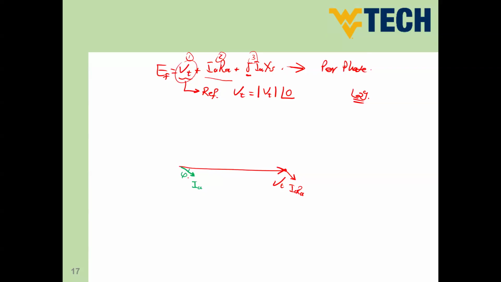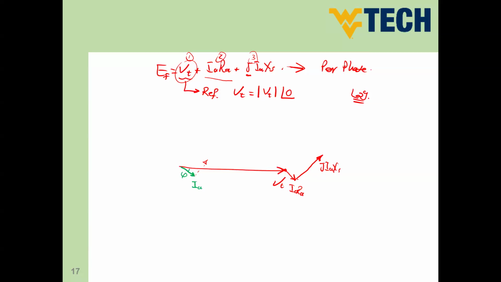So 90 degrees with the armature current direction, this means the JIAXS is going to be in this direction. So I can draw now a vector of JIAXS. This vector is 90 degrees from the new point after the vector of IA. So this now represents JIAXS.